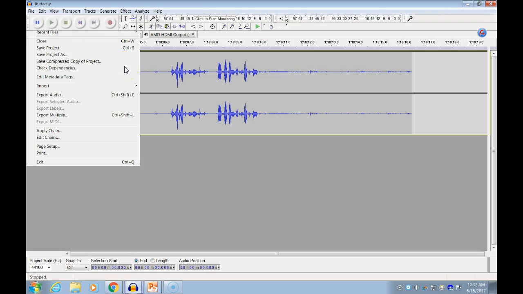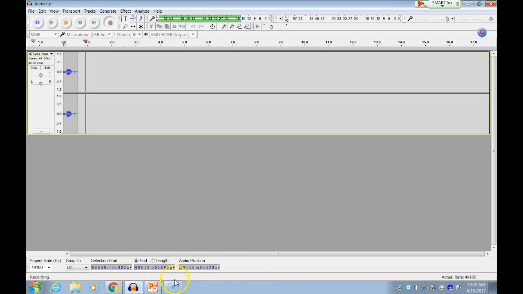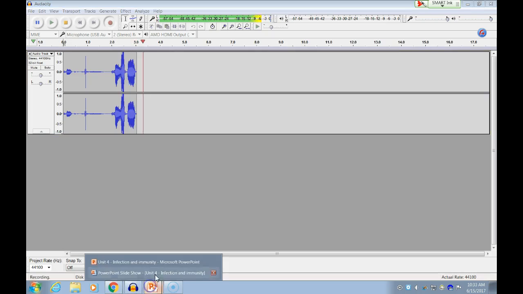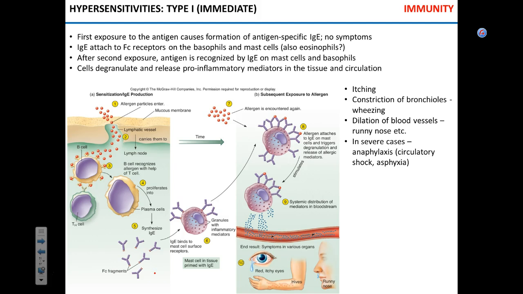Hypersensitivities. These are conditions that are characterized by an over-the-board response from the immune system. There are 4 types: immediate hypersensitivities and delayed hypersensitivities. They are mediated by different mechanisms. And the first one that some of you are familiar with is an allergy. It's type 1 immediate hypersensitivity.